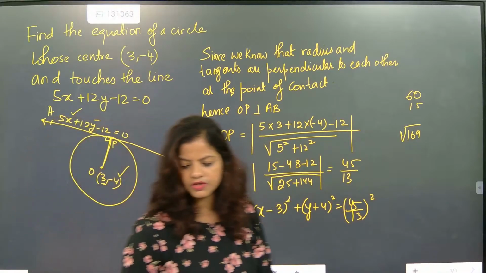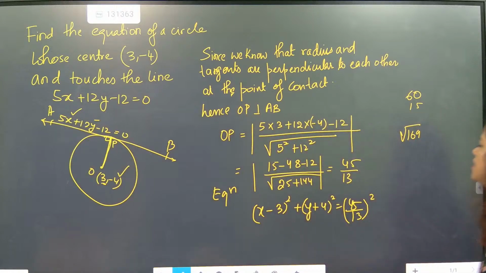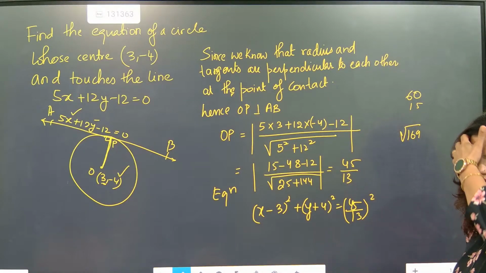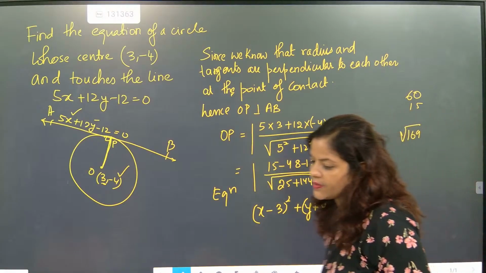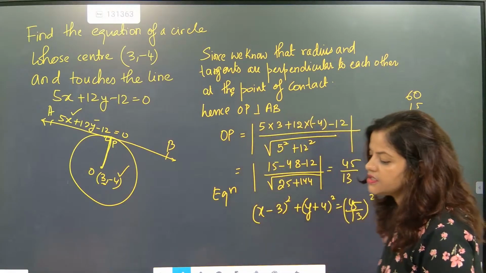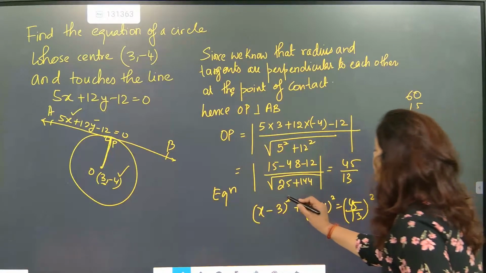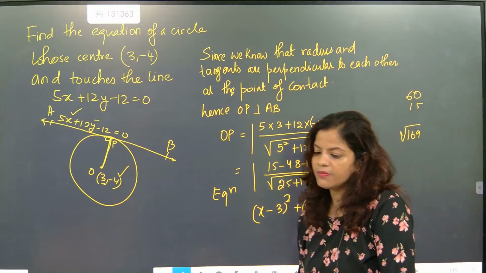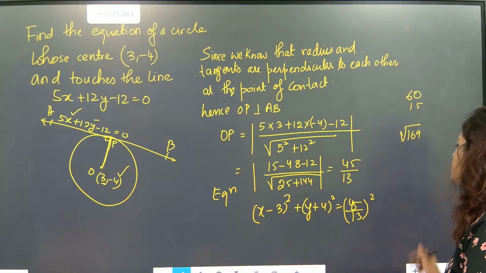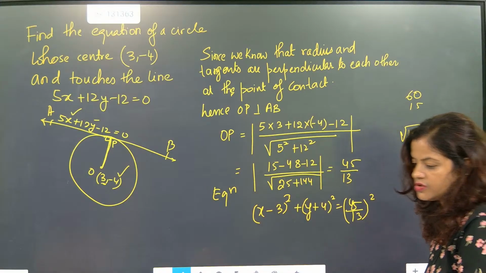Did you get this, Rudra? This equation only, please check. Are you getting this equation? This is the equation of the circle: (x minus 3) whole square plus (y plus 4) whole square equals (45 by 13) whole square. I hope you have understood.